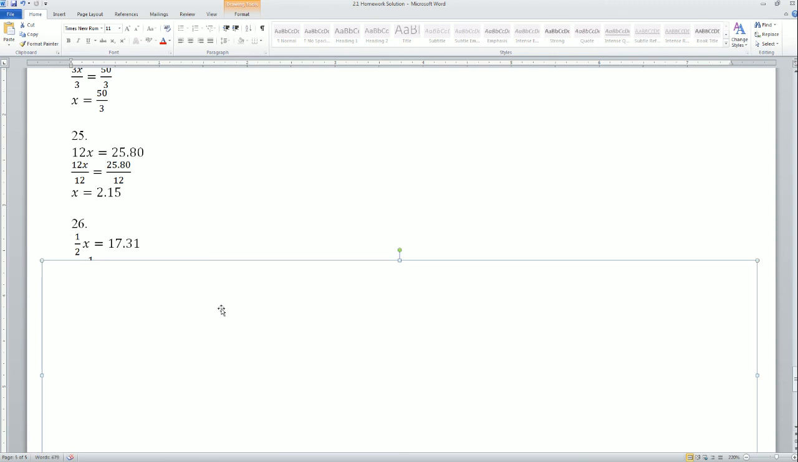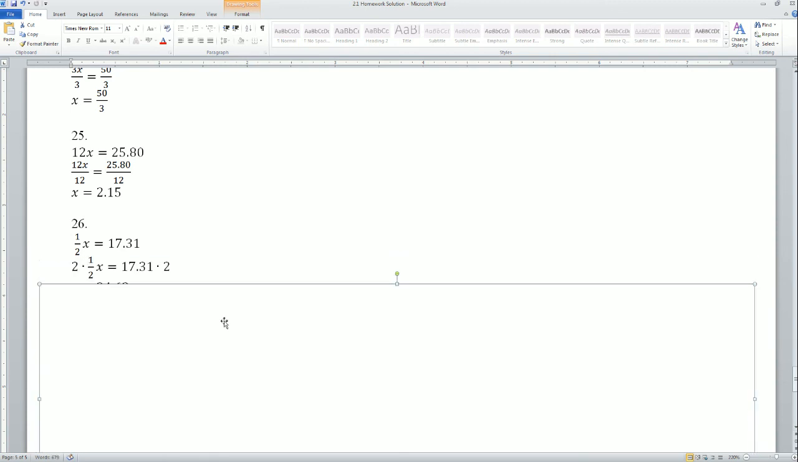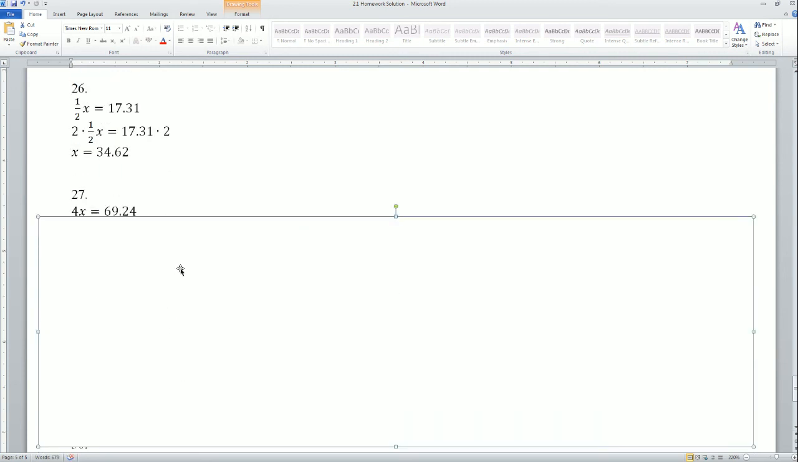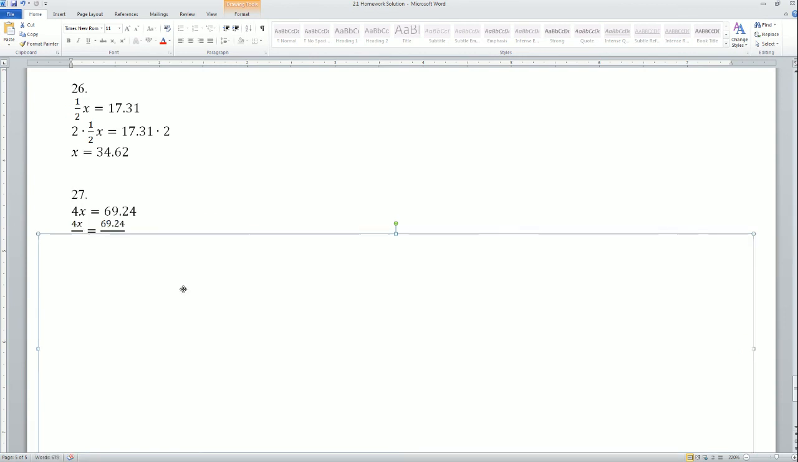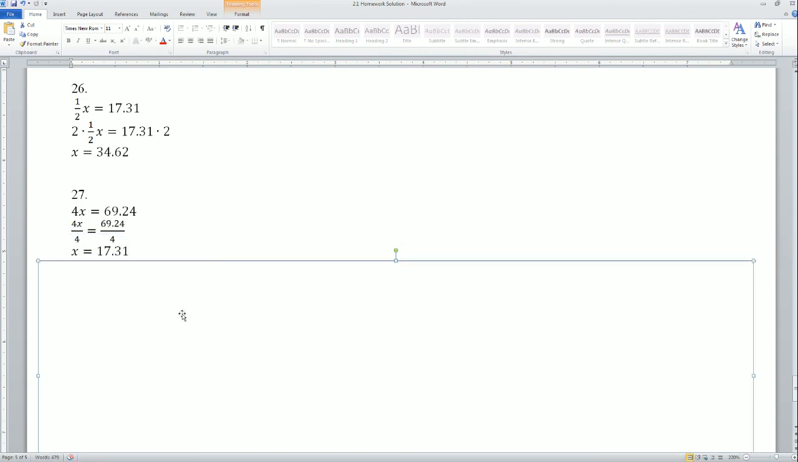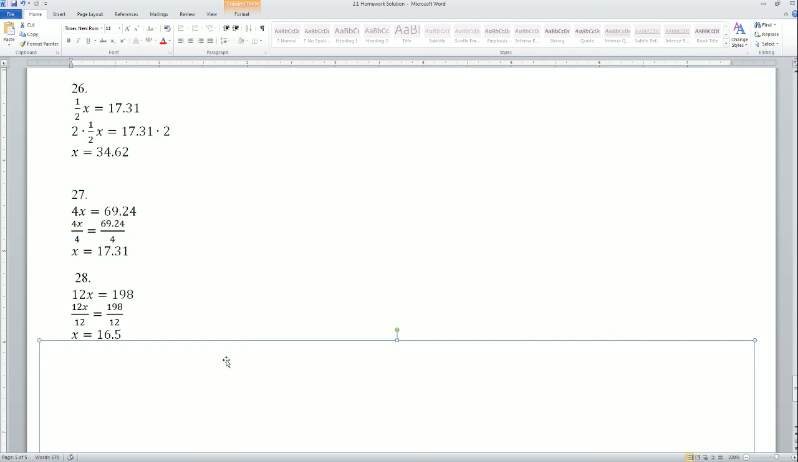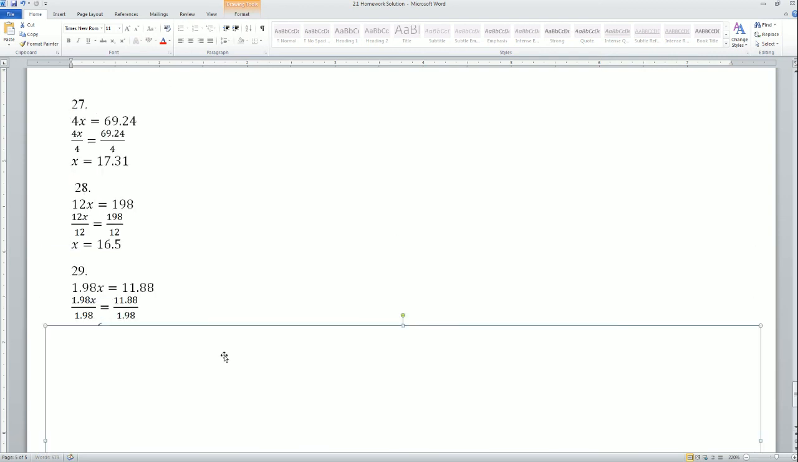26. 1/2 x equals 17.31. Multiply by 2 because you're trying to get rid of a divide by 2. Multiply by 2, you get 17.31 times 2. You get x equals 34.62. 27. 4x equals 69.24. Divide 4 to both sides. You get 17.31 on the right hand side. That needs to be done in your calculator. There's no way you could do that off your head. 28. 12x equals 198. Divide 12 to both sides. x equals 16.5.